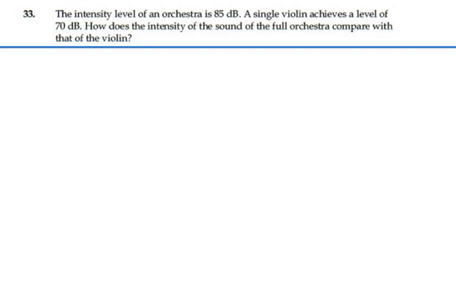Here's problem 1733. The intensity level of an orchestra is 85 decibels. A single violin achieves a level of 70 decibels. How does the intensity of the sound of the full orchestra compare with that of the violin?